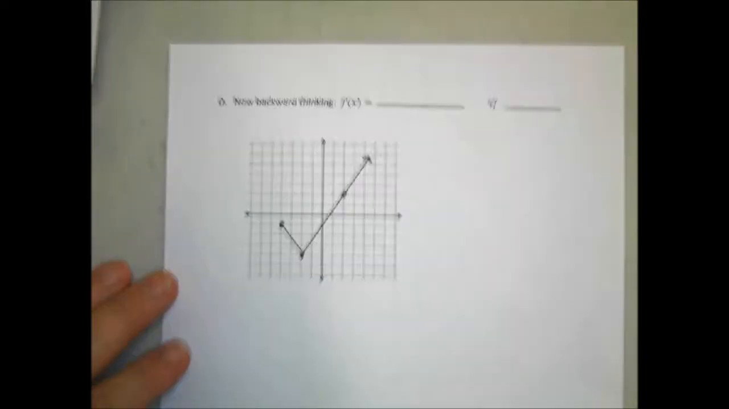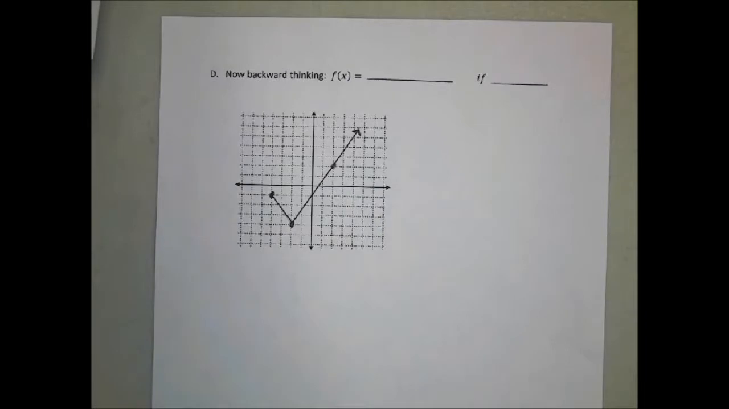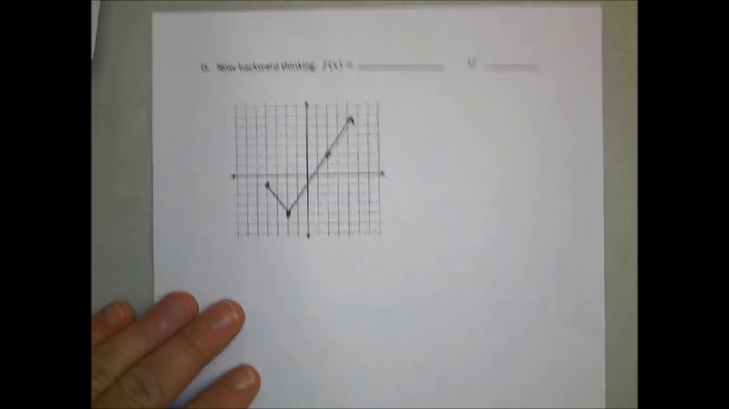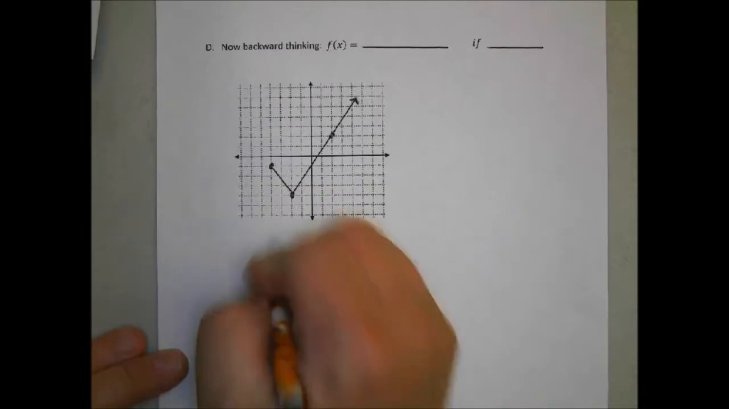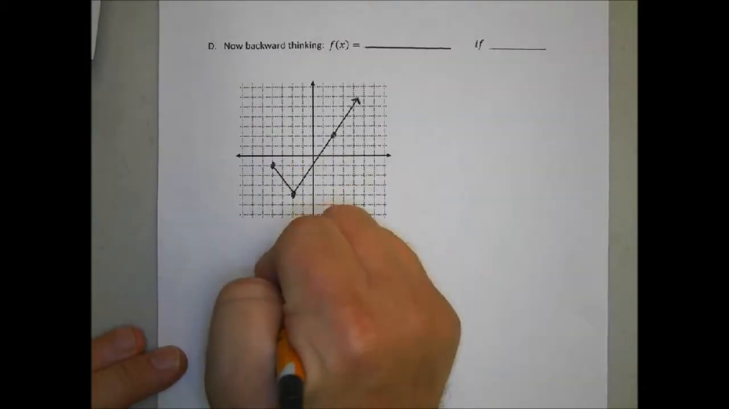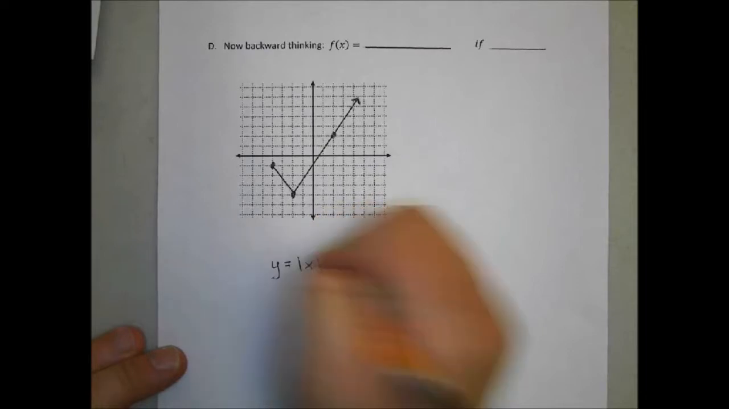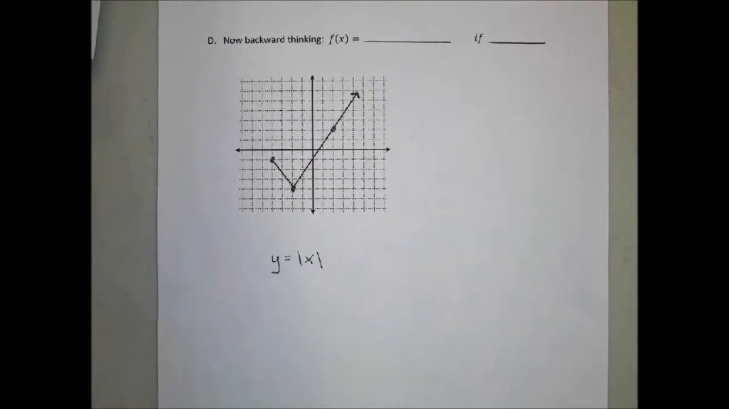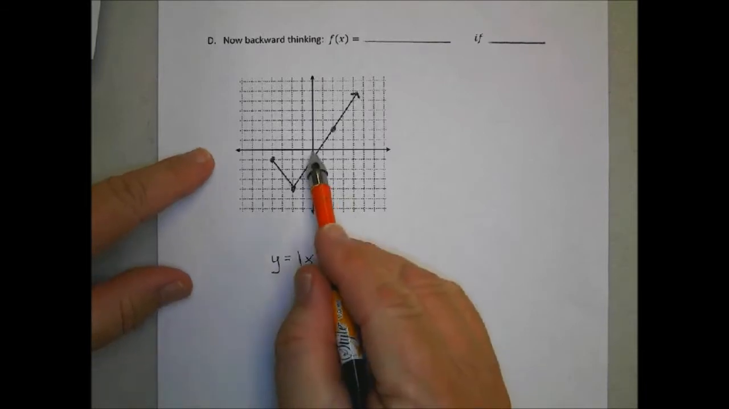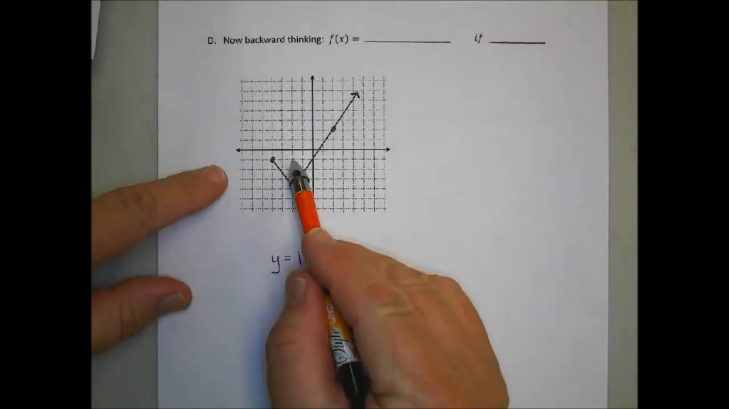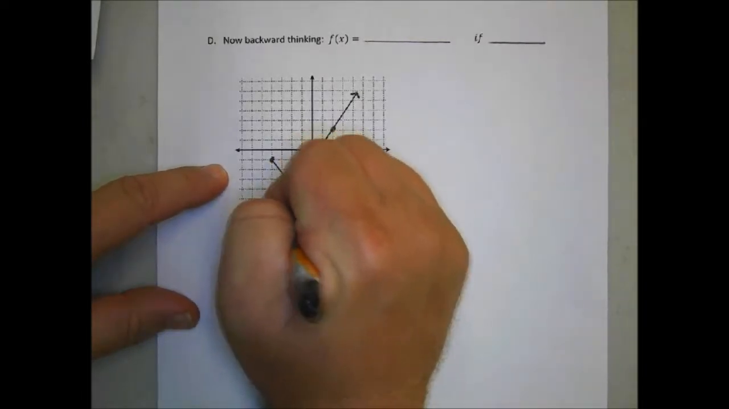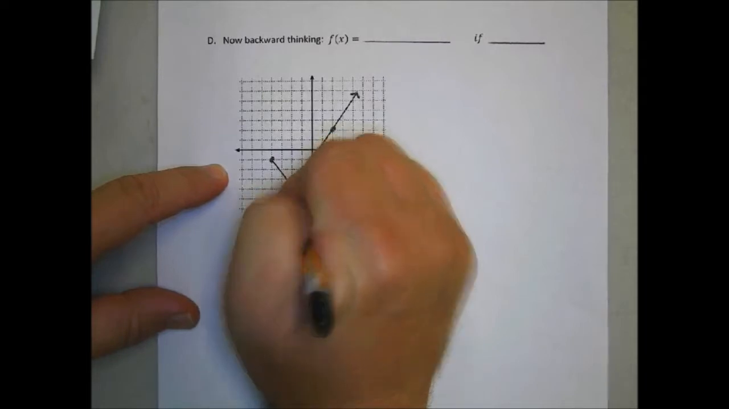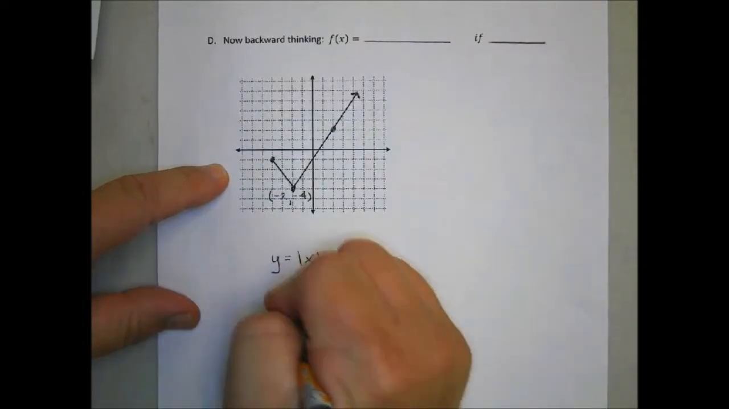The last example goes backwards. Everything we just did, we're going to now do backwards. We're looking at a graph. We see it as somewhat of an absolute value graph, and the parent function of an absolute value graph is y equals absolute value x. But there are some things different about this graph. Its vertex is at -2, -4. So you know that's going to affect the equation.